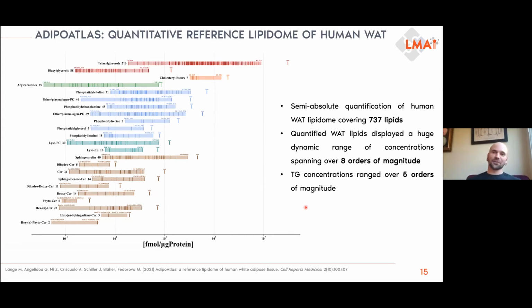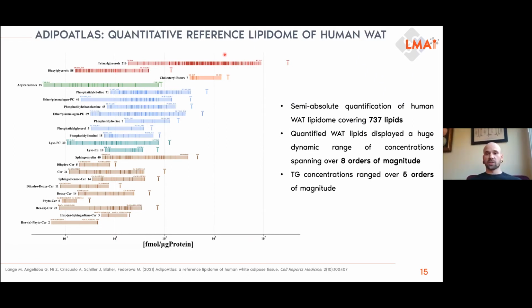This is what came out of this analysis, which is our AdipoAtlas, which is the first quantitative reference lipidome of the human adipose tissue. So we were able to semi-absolutely quantify over 700 distinct individual lipids. And you can see here that each horizontal line is one lipid class, and each vertical line in this lipid class represents a single molecular species.